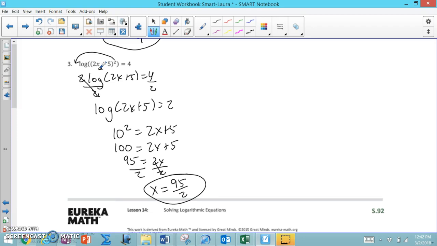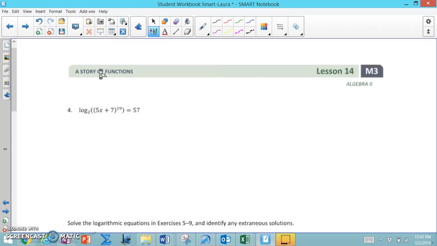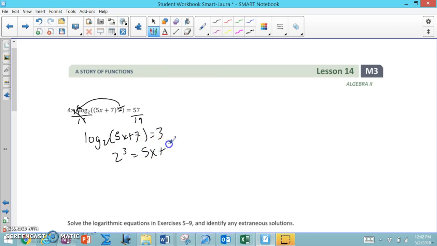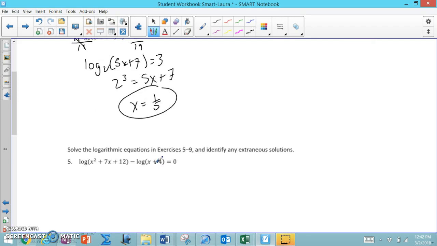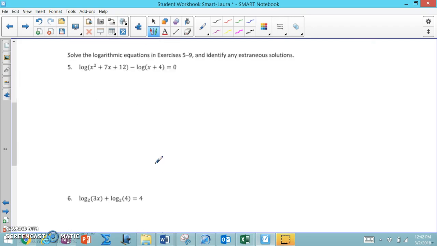Alright, the next one was just a good example of there would be no way you'd want to expand it 19 times, like the exponent. So once again, you'd move it to the front, do one step here, and then divide by it. Okay, so I took kind of the shortcut here. Hopefully you have the idea by now. Equals 3, and I get 2 to the 3rd equals 5x plus 7. I'm not going to show my algebra on this, but when you did it, you should have gotten x equals 1/5, which did work.